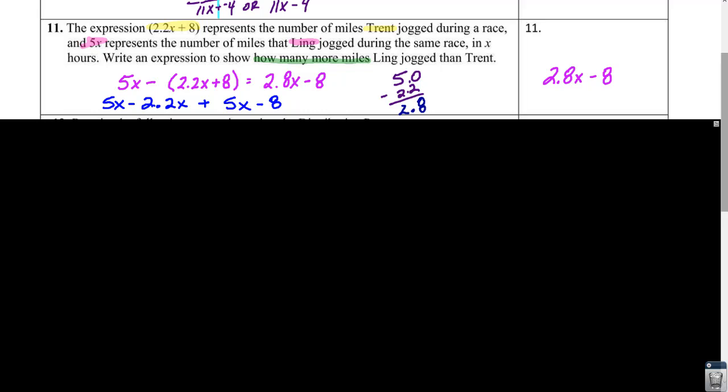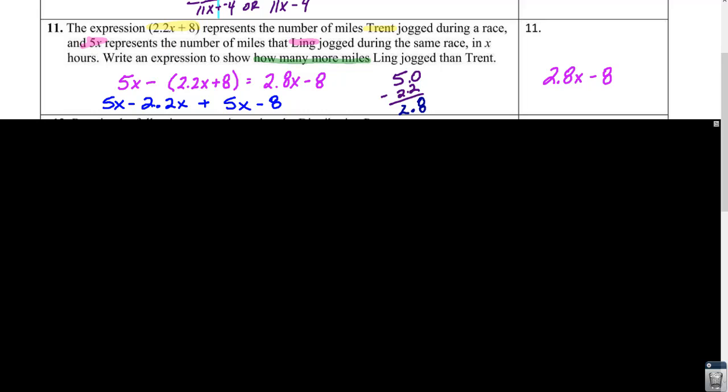So the 8 we're not going to use here because Ling's amount is shown only with x's. So we're just getting the difference of the amounts, the terms that have the variables. So we're doing 5x, and we're taking away 2x. Now, a place that might get confusing for some students is, why is this a minus 8 instead of a plus 8? Well, remember, we're taking away this whole thing.